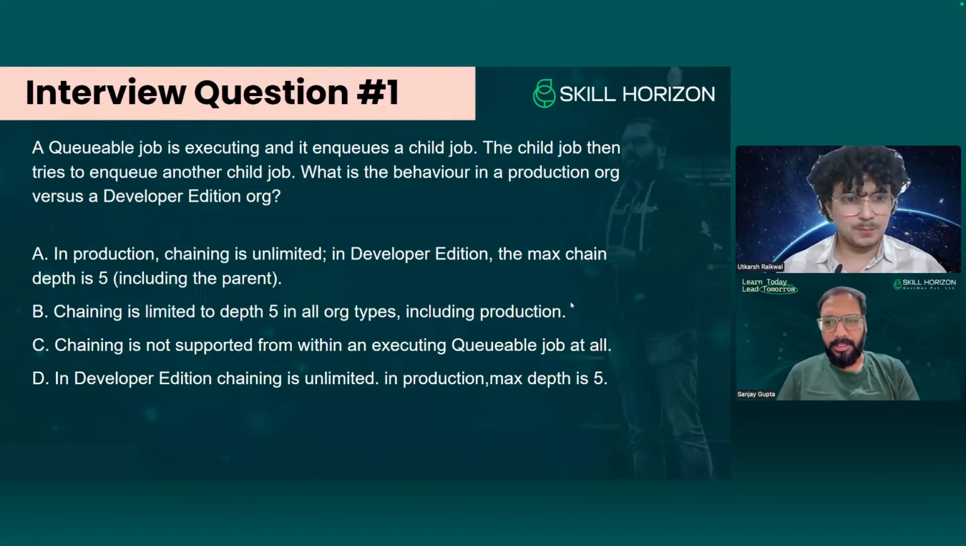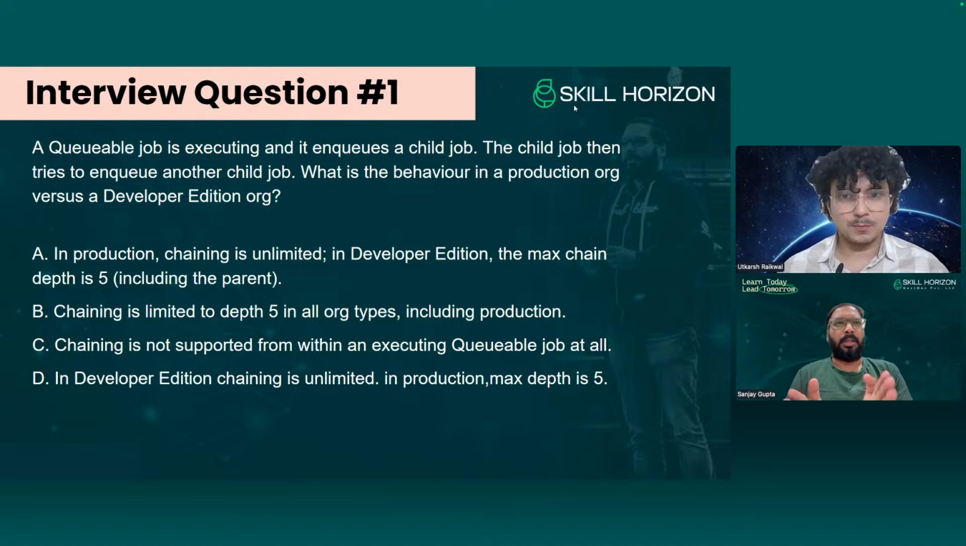So question number one is related to Queueable Apex, and as I already told you, most of the questions will be related to Queueable. A Queueable job is executing, and it enqueues a child job. The child job then tries to enqueue another child job. This is a kind of chaining. What is the behavior in a production org versus a developer edition org? I hope everybody watching live knows the difference: a developer edition org is available free of cost, and a production org you need to purchase before you can use it.